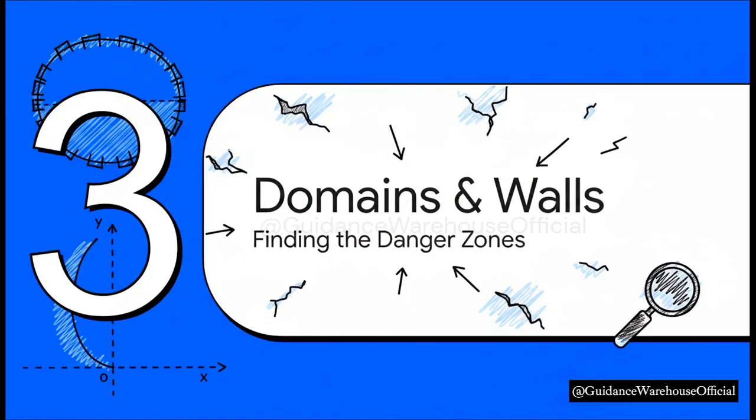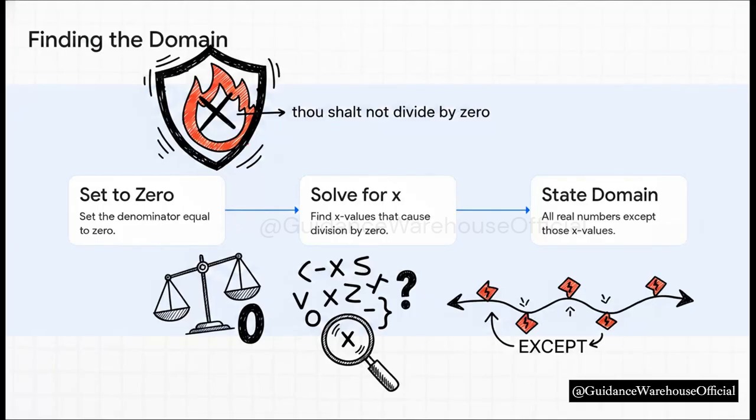Which leads us perfectly into Section 3, domains and invisible walls. So now that we know what these invisible walls actually are, how do we find exactly where they sit on our map? Finding the domain of a rational function is basically just a game of protecting the denominator. Remember the golden rule, thou shalt not divide by zero. So to find our domain, we do 3 simple things. First, grab whatever expression is sitting in the denominator and just set it equal to 0. Second, flex those algebra skills and solve for x. Third, you declare that your domain is all real numbers in the universe, except those exact values you just found. Those x values, those are your danger zones.